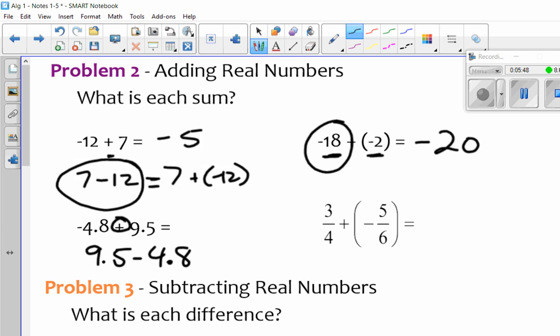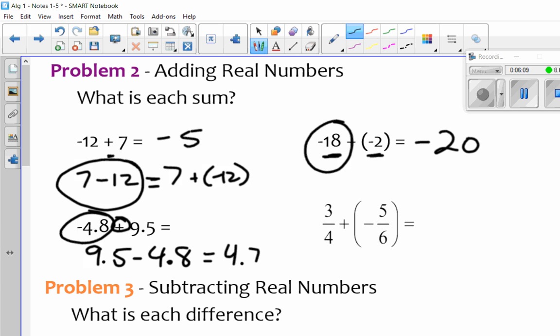Okay, and some students like to see it that way. We kind of learned that always the biggest number comes first, and I changed it to a minus sign because that was a negative number. All right, so when I subtract that, I believe I get positive 4.7. Now, why do I get a positive number?